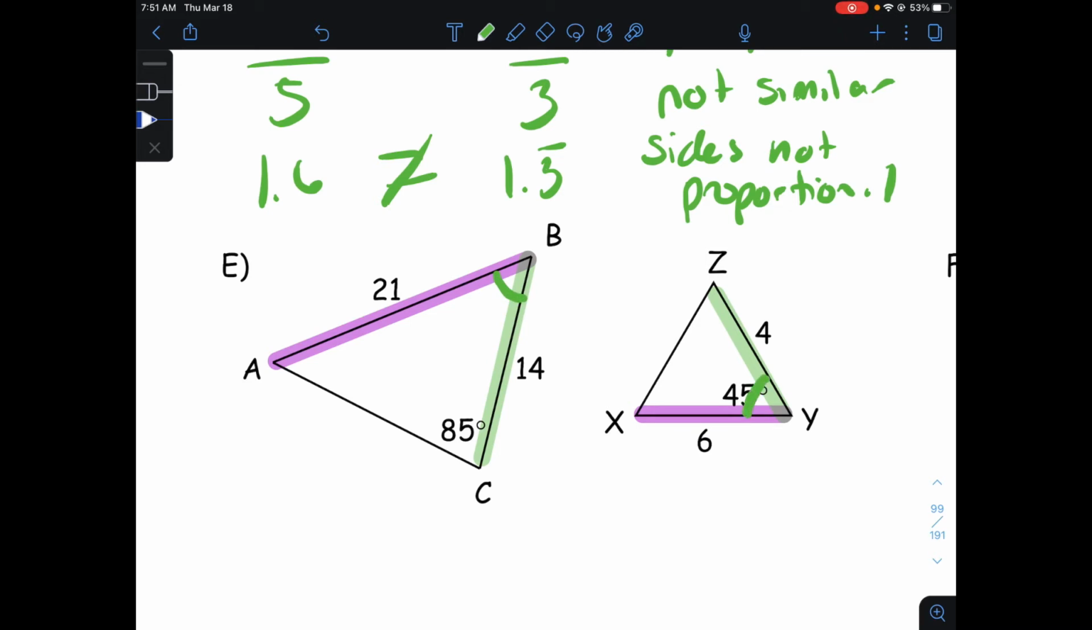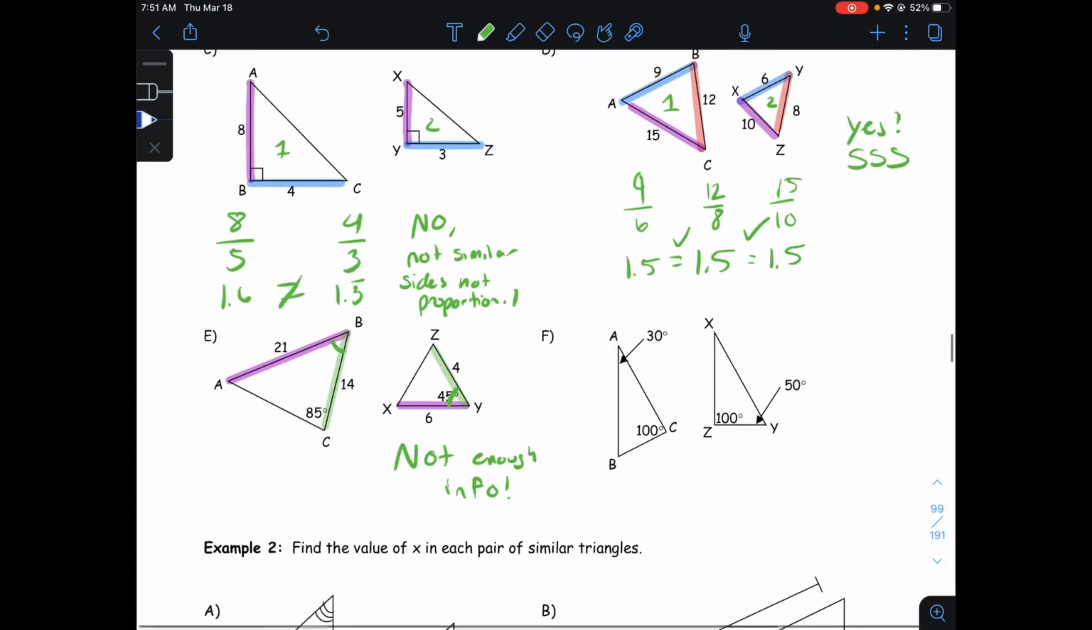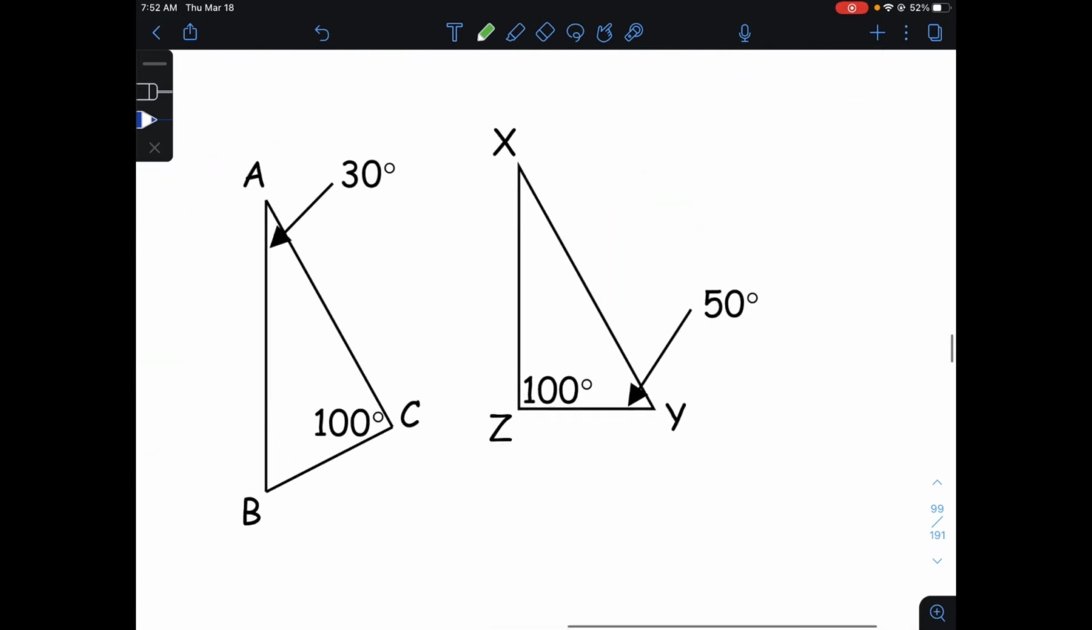You'd have to know that that angle is congruent. And unfortunately, we don't have that information. We know that this one's 45, but we don't know what the value of the angle in the ABC triangle is. So this one, we can't. So we could just say not enough info, because we don't have side, angle, side. You either need side, side, side, angle, angle, or side, angle, side. We don't have that. All right, so now let's try F.